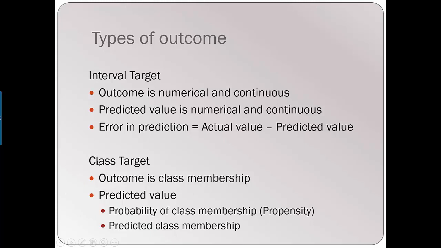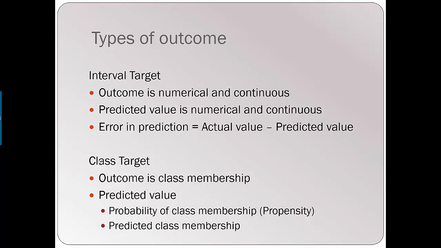If it's a class target, then the outcome is class membership. So it can be binary, in which case either yes or no. So the membership of a given observation in the yes category or in the no category. So that is the outcome. The predicted value, when you apply a model for this situation, what we will get back from the model is a probability of class membership, and this is called propensity. So the probability that this observation will belong to the yes category.